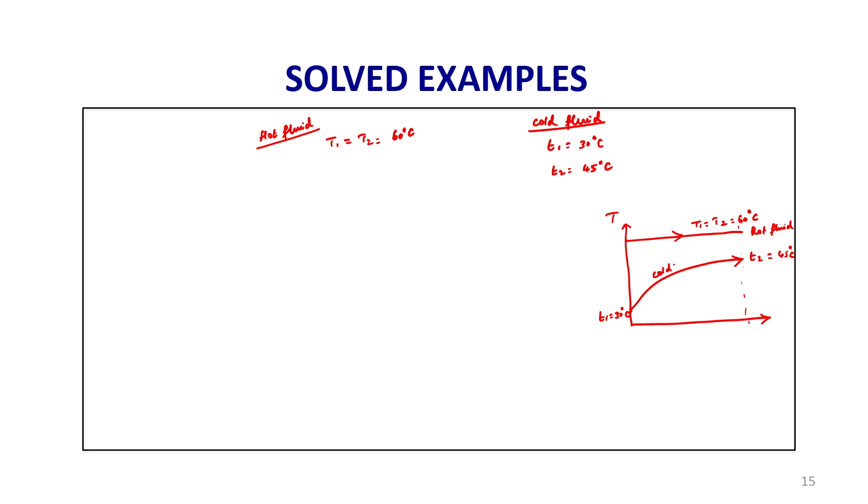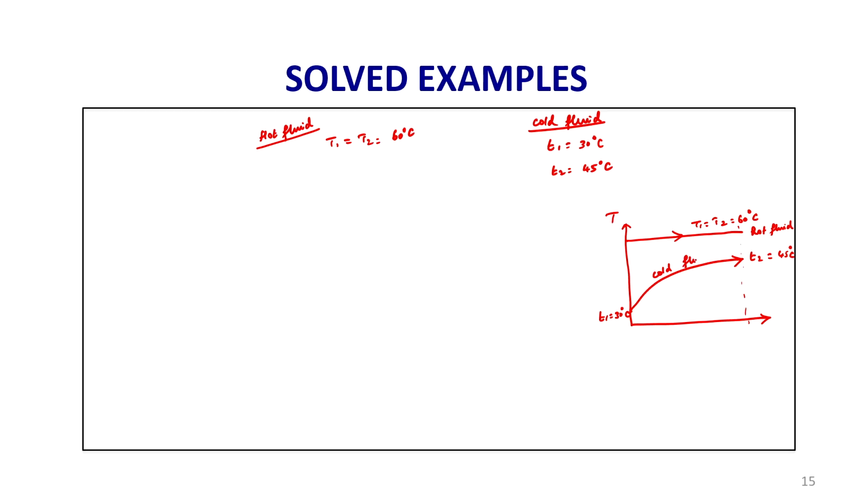So, the cold fluid is heated. That is why its outlet temperature is more than the inlet temperature. The hot fluid in this case is a condensation process, so it remains the same; otherwise, capital T2 will be less than capital T1. Both flows take place in the same direction, so it is parallel flow.